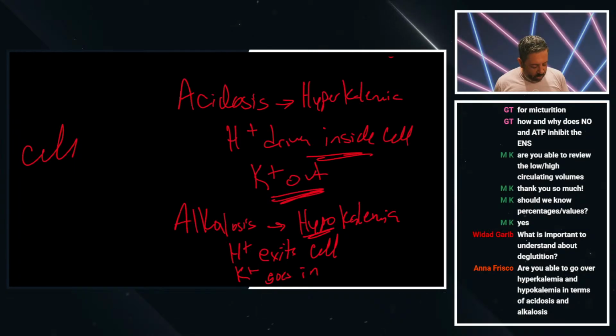So acidosis causes hyperkalemia. We have to get those hydrogens out of the blood into the cell, and potassium gets kicked out into the blood, so potassium goes up. In alkalosis, we need those hydrogens out of the cell to help buffer that out. So hydrogens leave, potassium is driven into the cell, and you get hypokalemia with alkalosis. So I hope that answers your question.